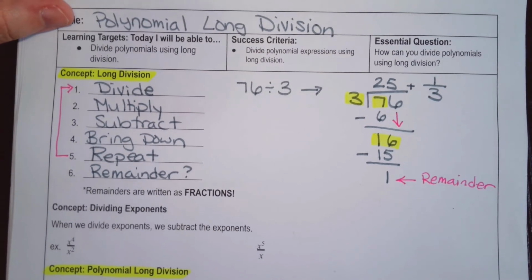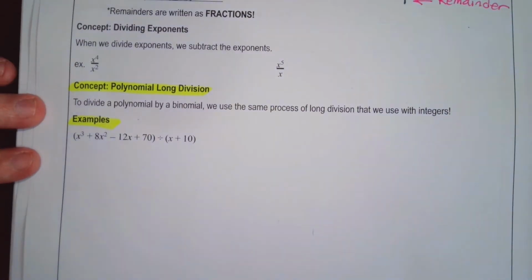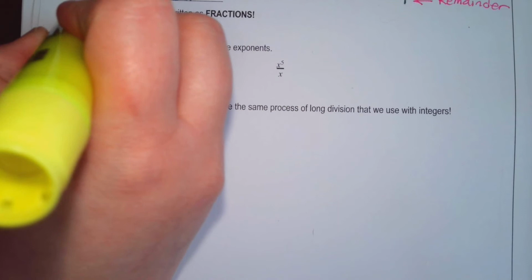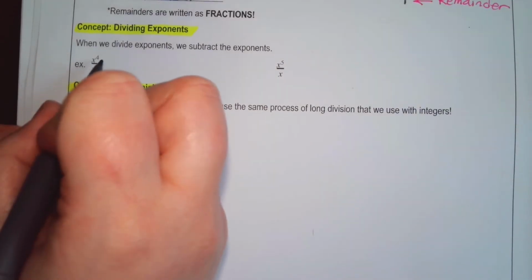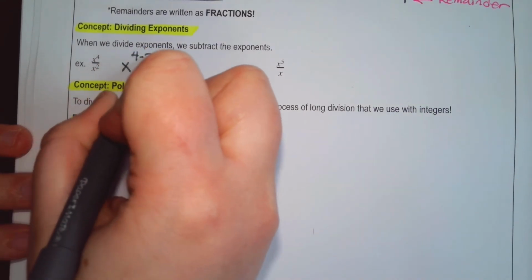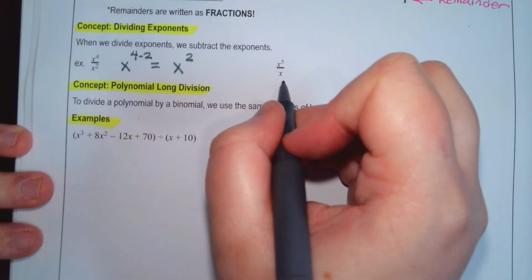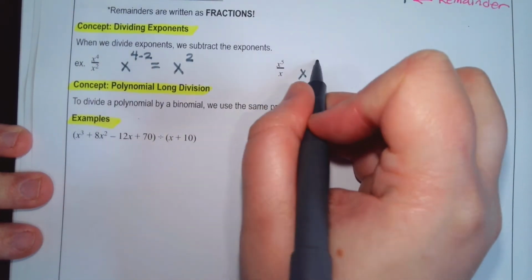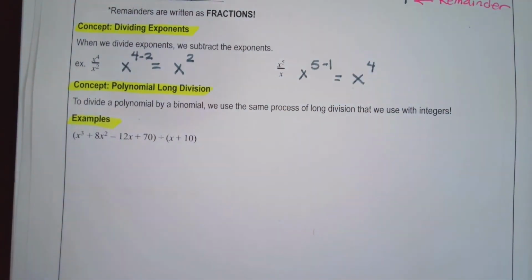The next thing that we need to talk about is dividing exponents and what happens there. So the concept of dividing exponents. When we divide exponents, we subtract the exponents. So here we have x to the 4th divided by x squared. It's going to be x to the 4th minus 2. So it's going to be x squared. X to the 5th divided by x. X to the 5th minus 1. So it's going to be x to the 4th.